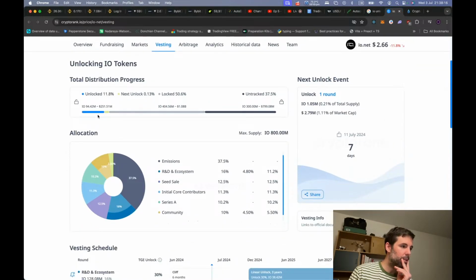Unlocking IO tokens. Next unlock. They still have half of the supply locked. They have 11% unlocked. And they haven't tracked 37%.